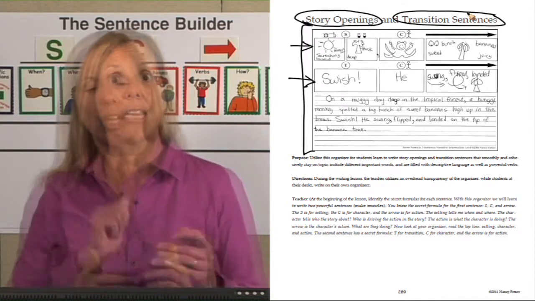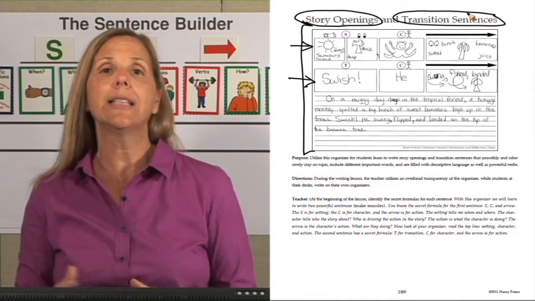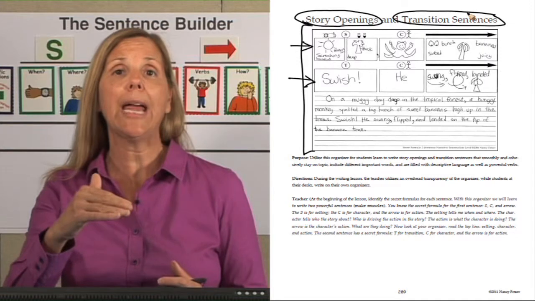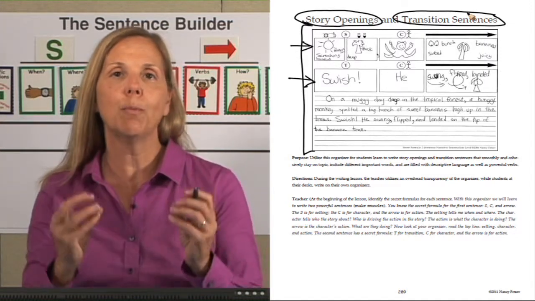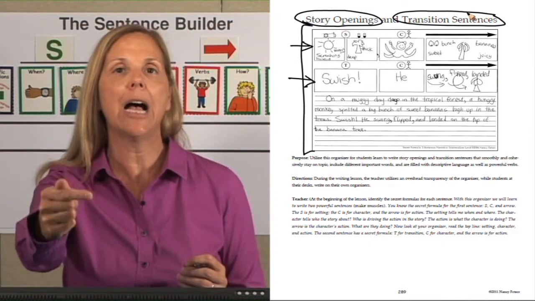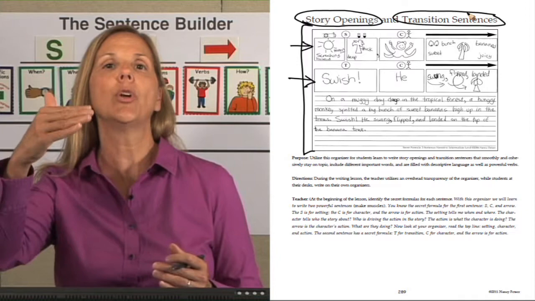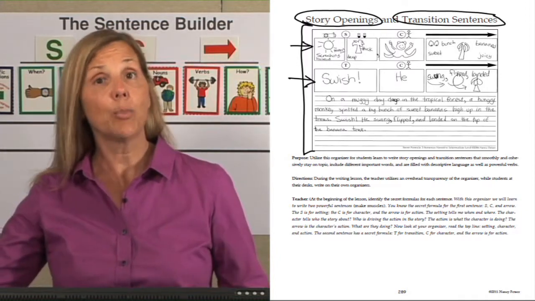action to the next. The reasons why the transitions are so important here and what they do for writing is they make writing cohesive and coherent. They make the sentences bridge together smoothly. They give the reader an idea of what is coming up. And in this case, this is going to be the sentence that comes right after your story opening. Let's get started with this worksheet.